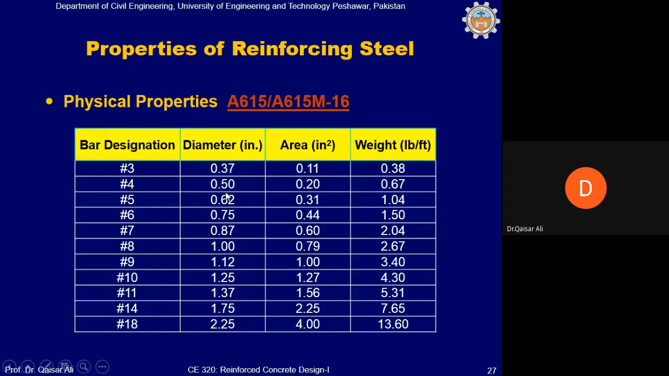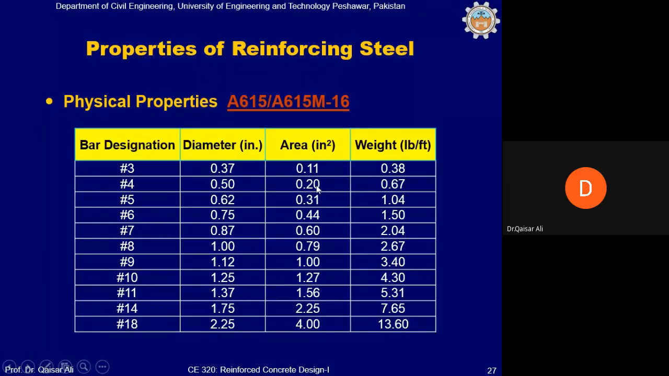Whenever I ask you, you should remember and tell me on your fingertips what a number 4 bar stands for, what is the diameter of the bar, what is the area of the bar, area of steel, and what is the weight of this steel bar per foot. These are weight per foot. So let's say we take number 4 bar. For number 4 bar, the diameter is 0.5 inch.